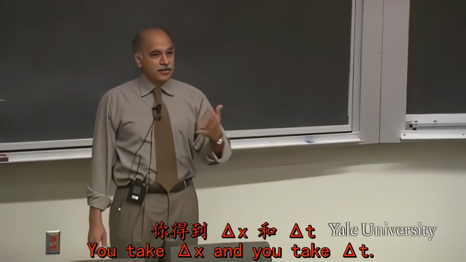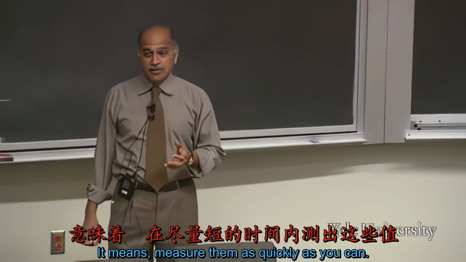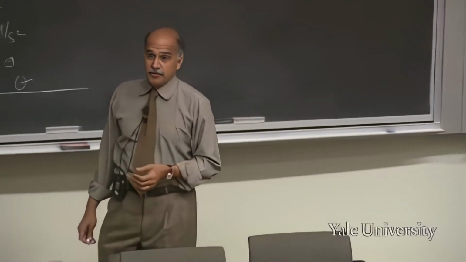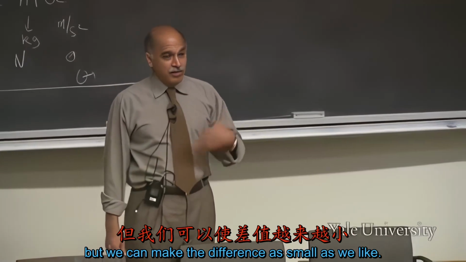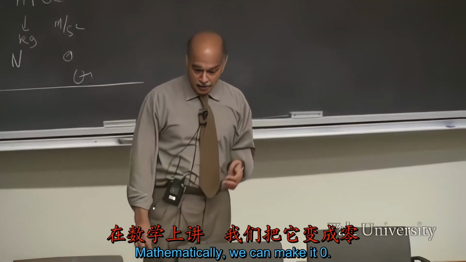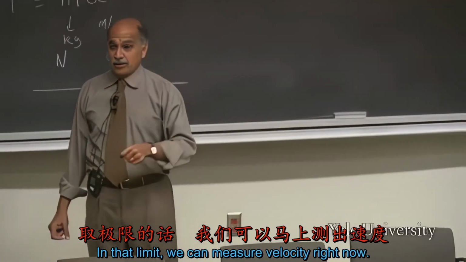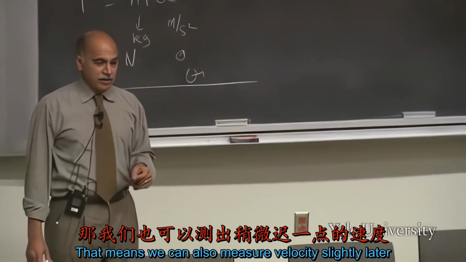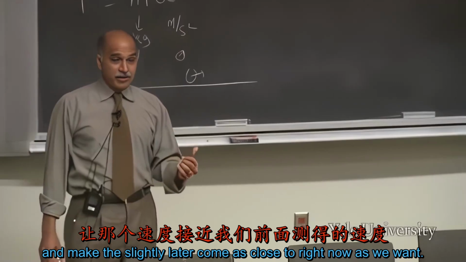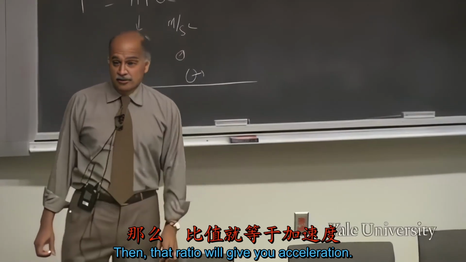You take delta x and you take delta t. What's the meaning of delta x and delta t going to 0? It means measure them as quickly as you can. So in the real world, no one's going to measure it instantaneously, but we can make the difference as small as we like. Mathematically, we can make it 0. So in that limit, we can measure velocity right now. That means we can also measure velocity slightly later and make the slightly later come as close to right now as we want, and then that ratio will give you acceleration.